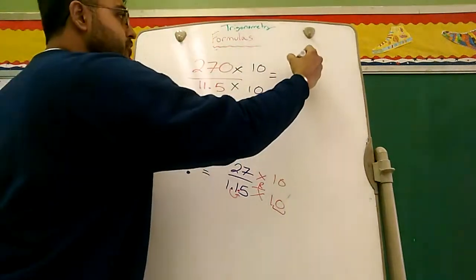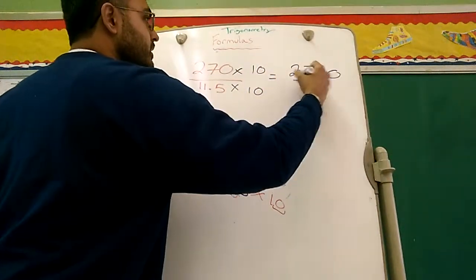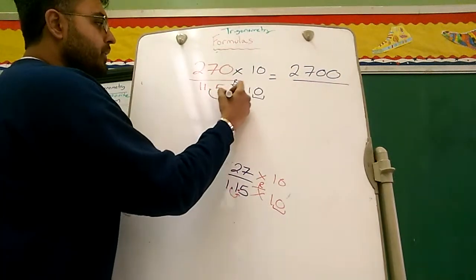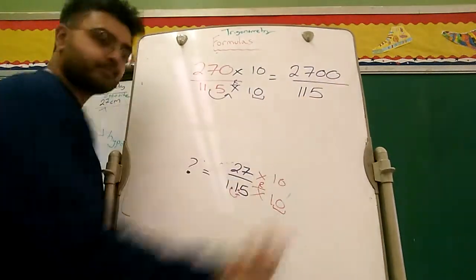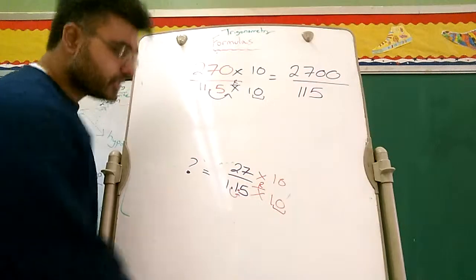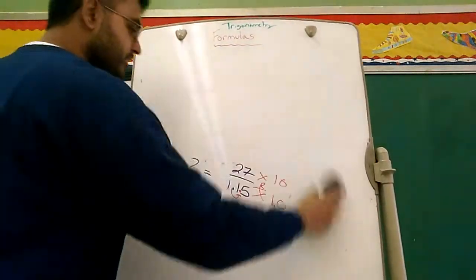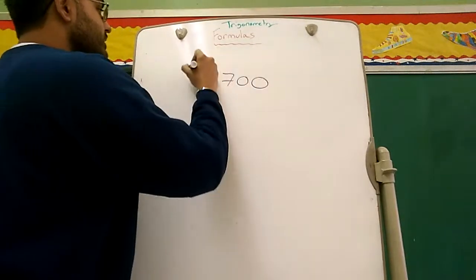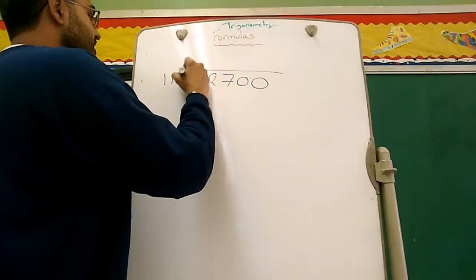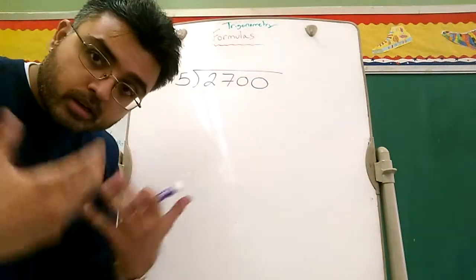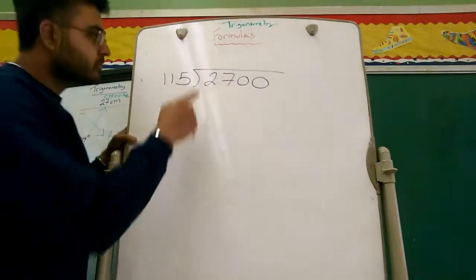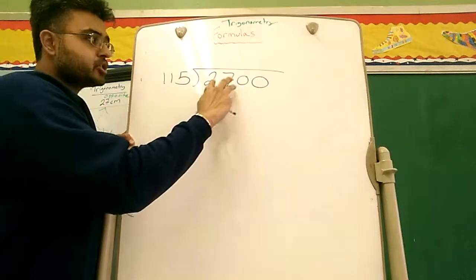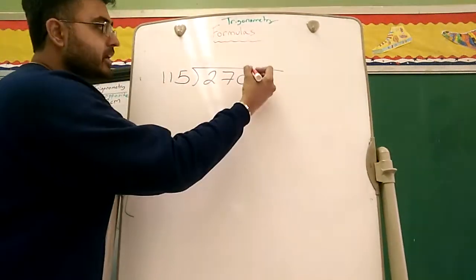270 times 10, 2,700. 11.5 times 10, jump to the right, 1 jump, 115. And now, easy peasy division. 2,700 divided by 115. Is 2 bigger than 115? No. Is 27 bigger than 115? No. Is 270 bigger than 115? Yes. Cut.